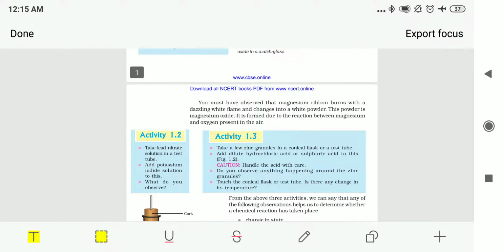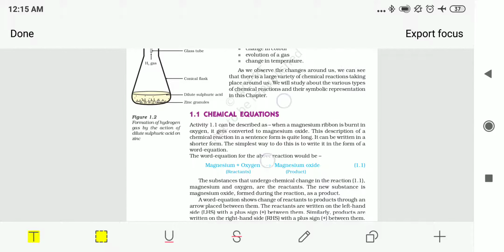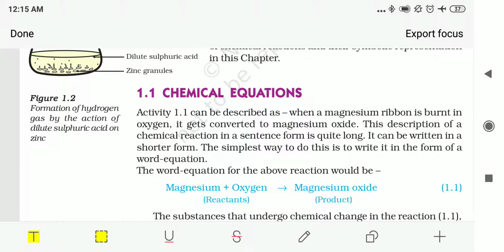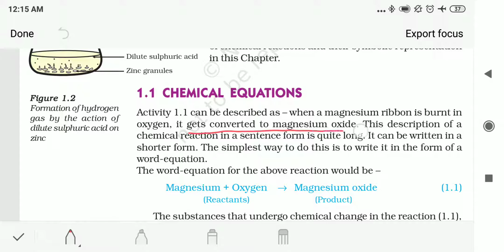In activity 1.1, we discussed the burning of magnesium ribbon in air and collection of magnesium oxide in a watch glass. Activity 1.1 can be described as: when a magnesium ribbon is burnt in oxygen, it gets converted to magnesium oxide. We discussed that when magnesium ribbon was burnt in air, you can say in oxygen, it was converted into magnesium oxide, that is in the form of ash.